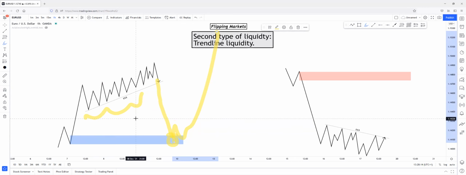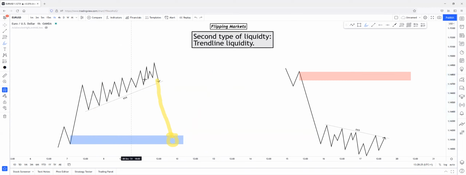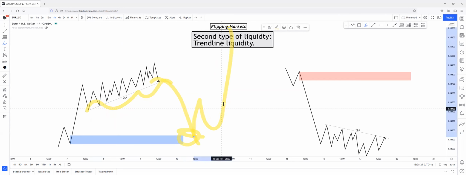Because as I said, the main purpose of the smart money is to enter only after the liquidity has been swept on the retail side. So you only want to enter if you know that the liquidity has been collected. If price sweeps this liquidity trend line, you can easily hop in a trade here and enter on the long side of the market.